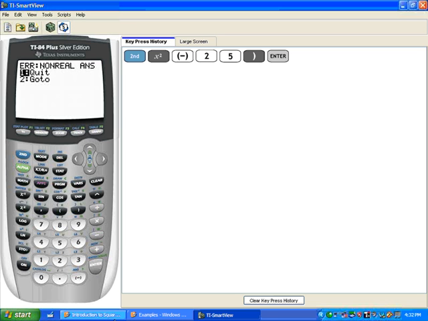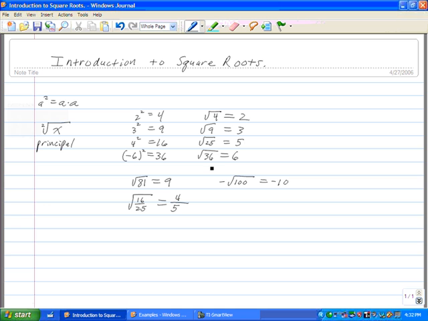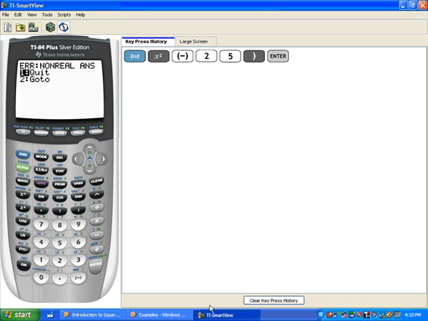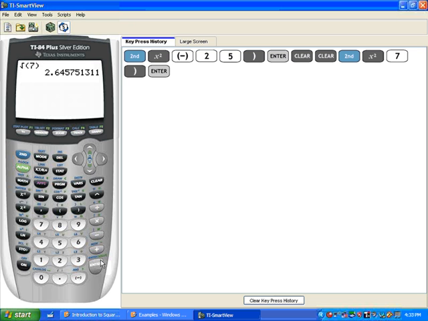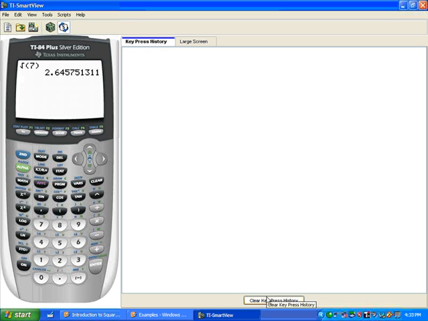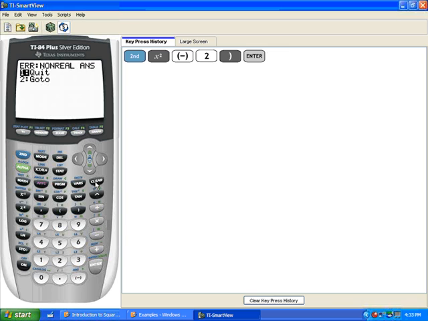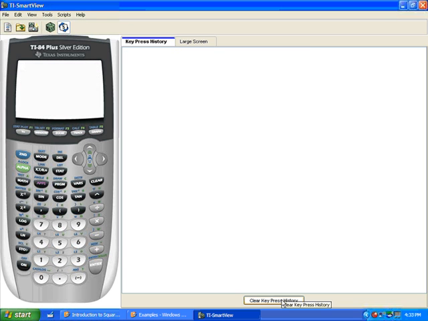You can get rational answers when you take the square root of perfect squares. You will get irrational answers if you try and take the square root of a non-perfect square, and you'll get answers that aren't real numbers if you try and take the square root of a negative number. So those are several of the things that can happen with your square roots.